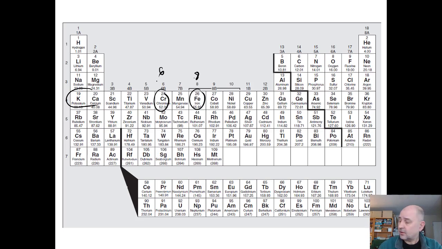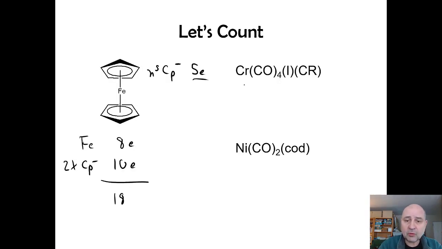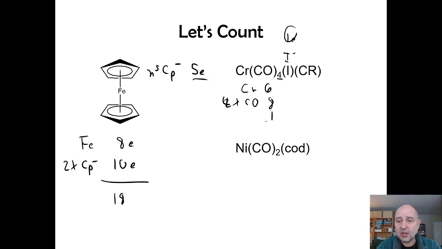Looking at chromium here, go find chromium. That's 6. So chromium has 6. The carbonyl ligand, that's easy to spot. Carbon monoxide, 2 times carbonyl, sorry, it's 4, each of them 2 electrons. The I must be negatively charged, so this is I minus, monoanionic 1 electron donor.